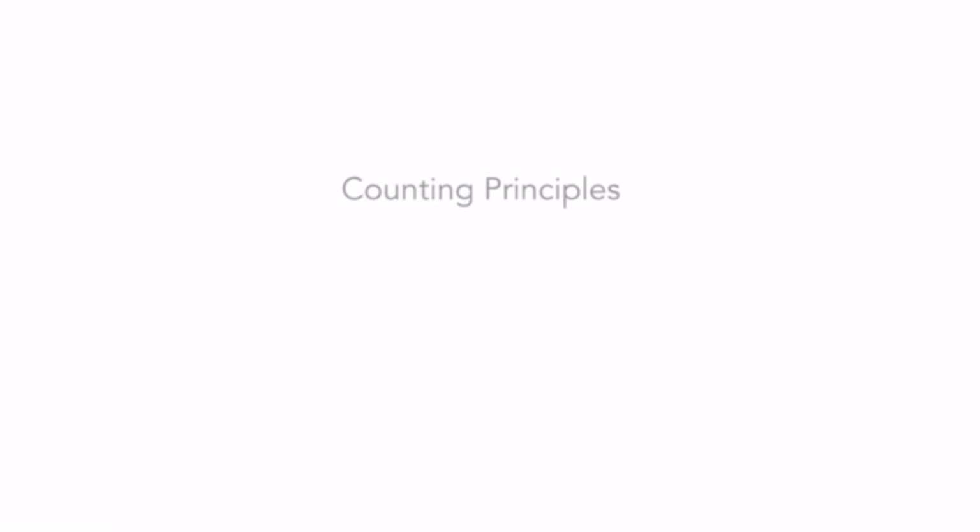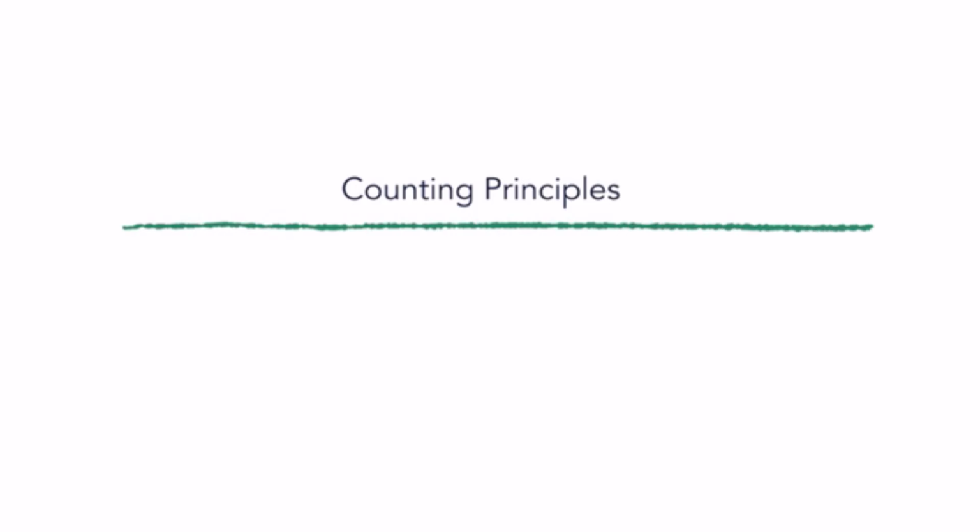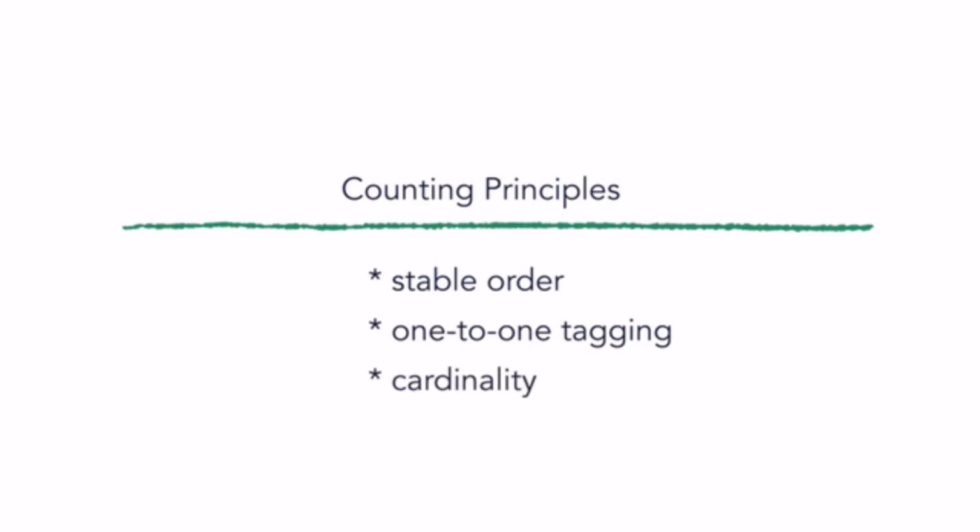Now, let's turn our attention to children who are engaged in meaningful counting activities. As discussed in videos 2, 3, and 4 of this module, meaningful counting involves the coordination of the how to count principles. For this module, those principles include stable order, one-to-one tagging, and cardinality. Let's take a look at the counting principles in action.